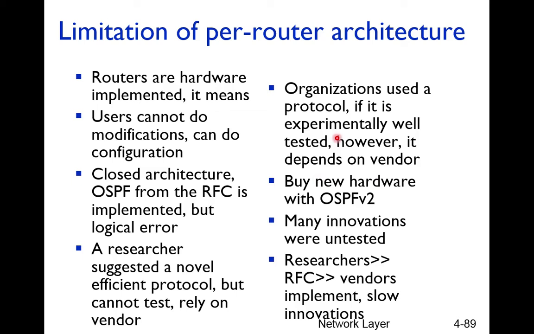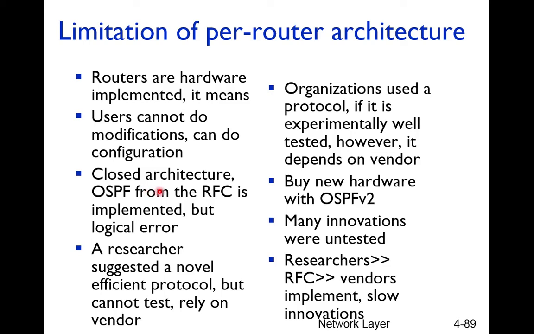So if the protocol is not implemented in the routers, how can it be tested? If it is implemented, then it will be tested. But vendors don't implement any new protocol. They implement a protocol after it is tested thoroughly, after it has matured. Therefore, it depends on vendors. Similarly, suppose Cisco implemented the OSPF protocol in their router model 1, and Comsats University bought the Cisco model 1 routers.